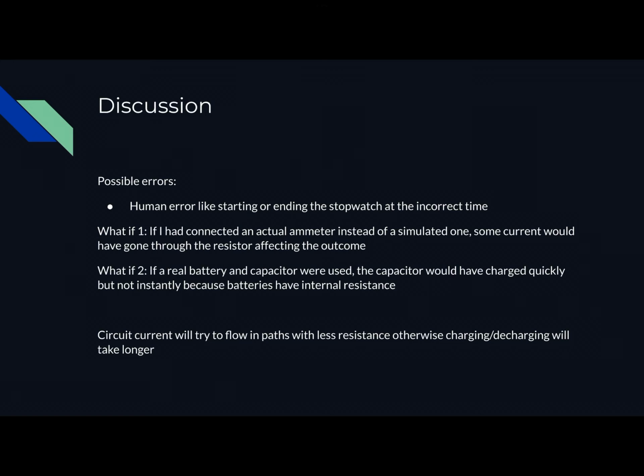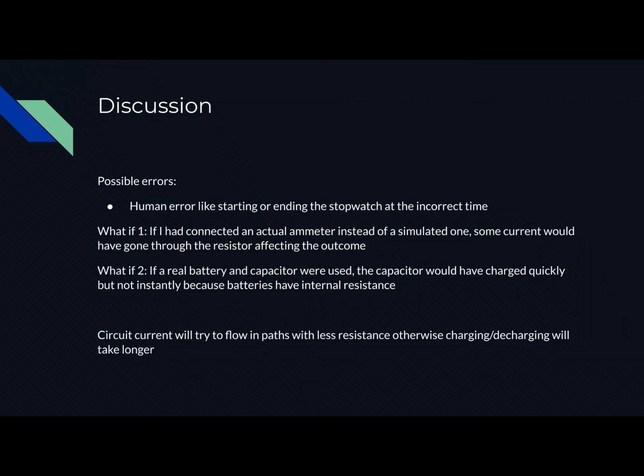Now, there might be some possible errors in this. For example, I may have started earlier or ended it too late with the stopwatch when getting the time for how long it took to discharge or charge. Now, for the first what if, if we had connected an actual ammeter instead of a simulated one, some current would have actually gone through the resistor, since not all current goes only to the ammeter, and some still goes to the resistor, which would have affected the amount of current in the system.